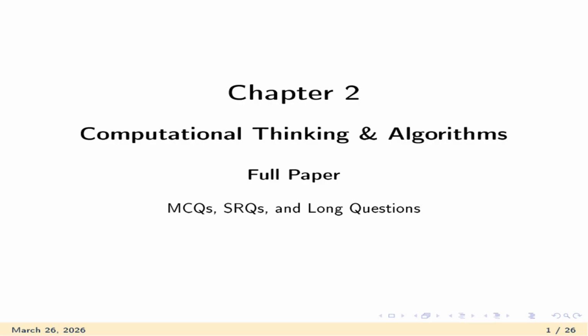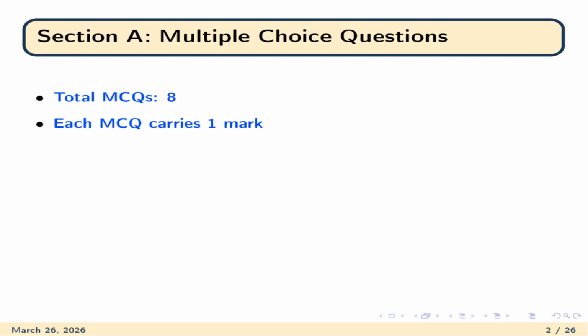This is chapter number 2, Computational Thinking and Algorithm. I will cover a full paper with the same complexity as your original exam. It consists of multiple choice questions, short response questions, and long questions. Section A, multiple choice question. I will cover 8 multiple choice questions and each consists of 1 mark.